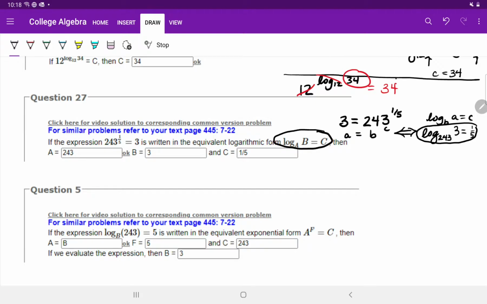My variables and their variables don't exactly match up. So what they're calling a is the base. So a would be 243. What they're calling b, we have a 3 in that position. And what they're calling c, we have a 1/5 there. So those are the 3 values that you get when you convert.